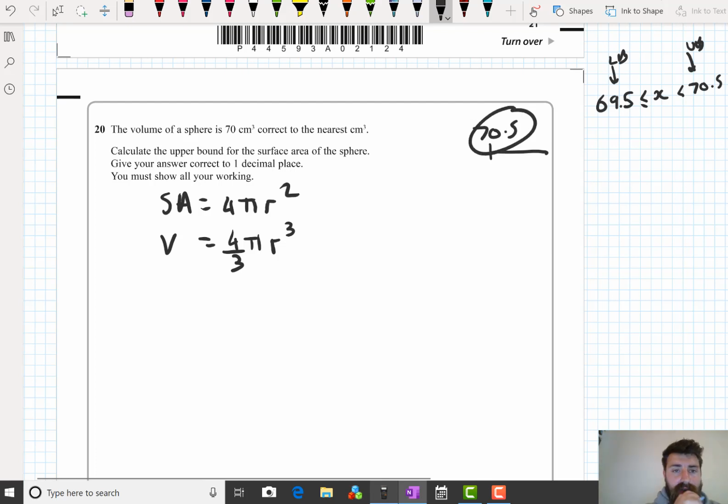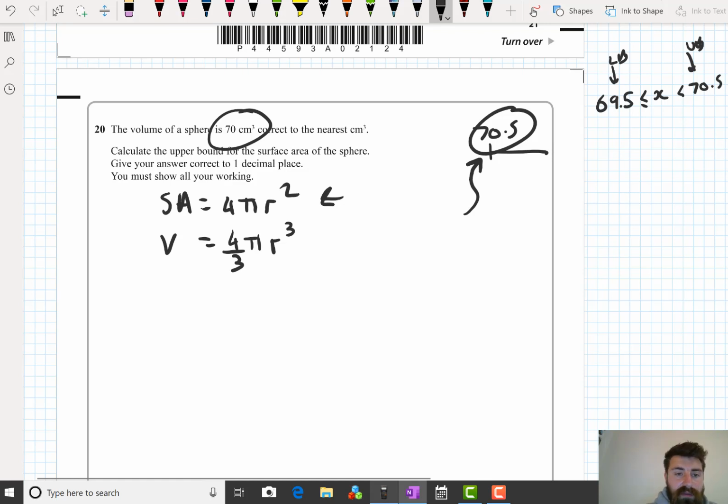Calculate the upper bound for the surface area of the sphere. So I need to get the surface area of the sphere. I'm going to need 4 pi, that's just a number, like 4 times 3 roughly. I need r squared to work this out. But what have I been given? I've been given the volume of the sphere is 70 centimetres cubed. I'm going to assume that's 70.5, but I'll keep it at 70 for now.